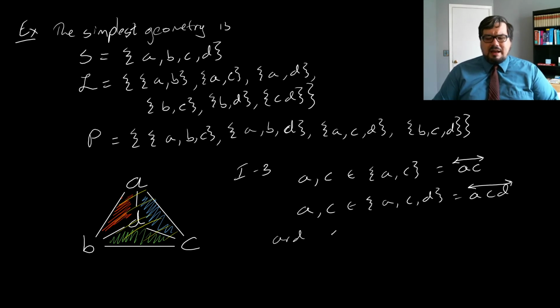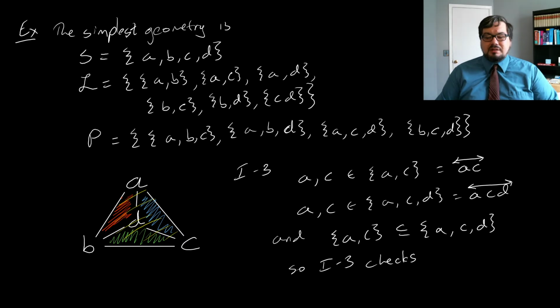And we have that the line AC is contained in the line ACD. So I3 checks out for this specific example. Well, for this specific pair, AC.